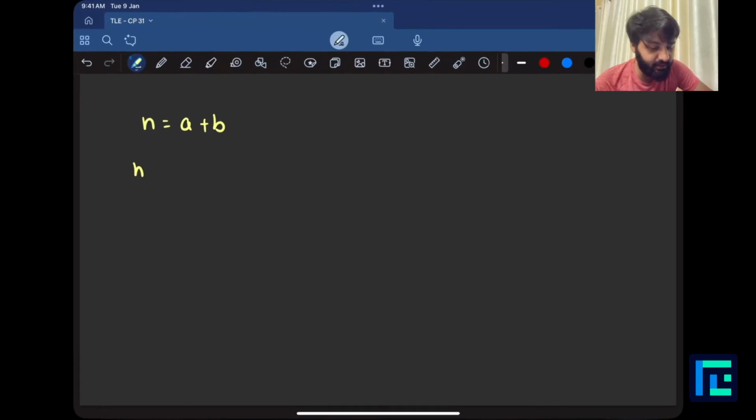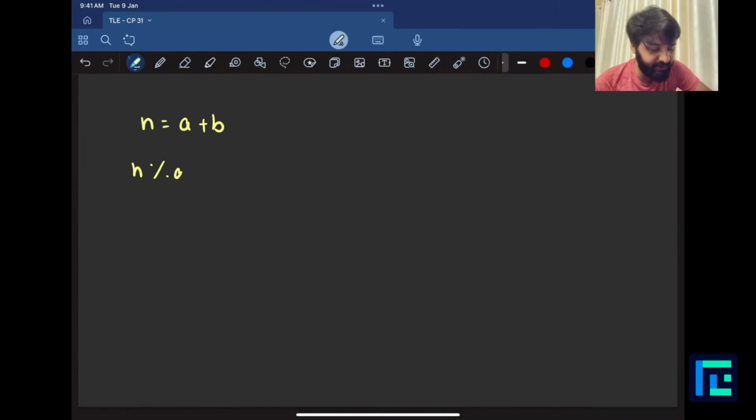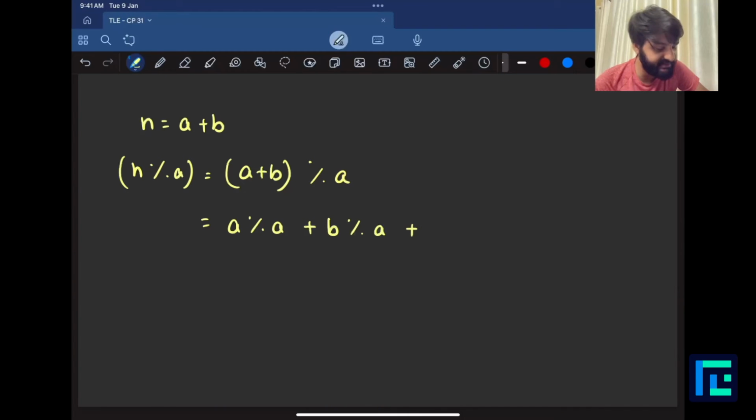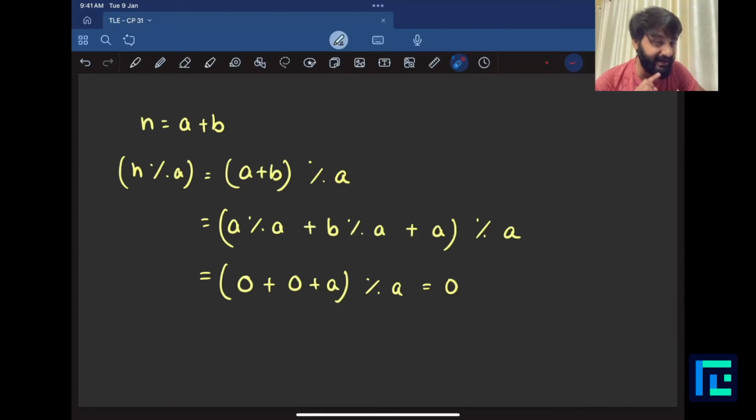Let's take n mod A on both sides. N mod A on this side, and A plus B mod A on this side. Now, A plus B mod A is basically A mod A plus B mod A, and the whole thing mod A, which is equivalent to writing A mod A is 0. B mod A is also 0 because B is divisible by A. Plus A mod A, which is again 0. For all of you who did not identify this, this is actually the modulo addition property.